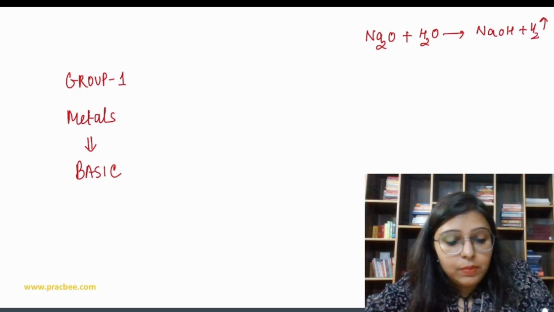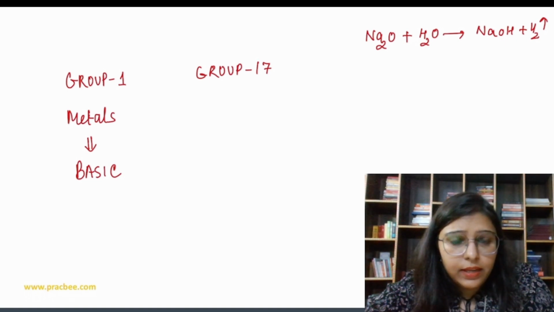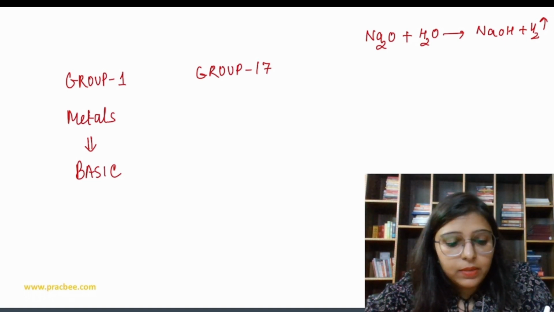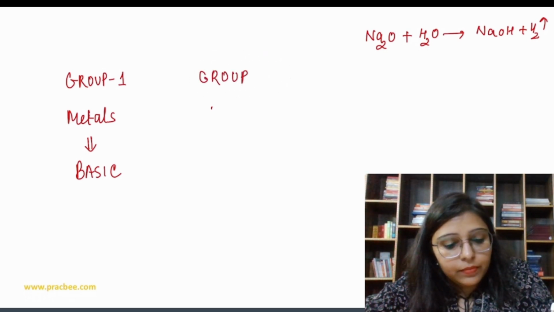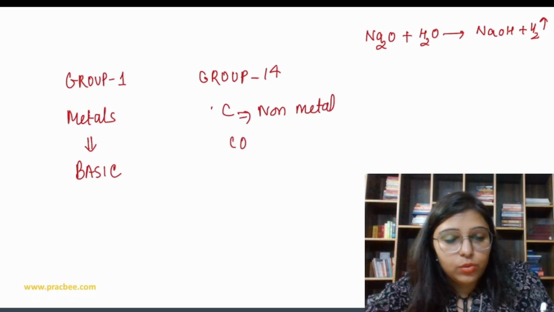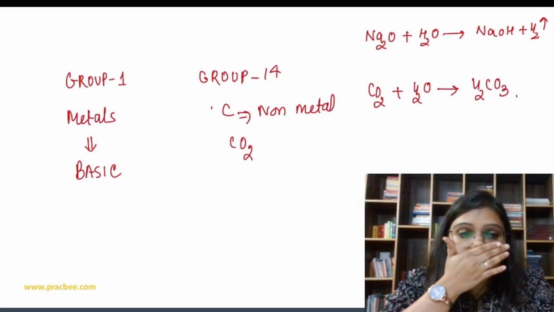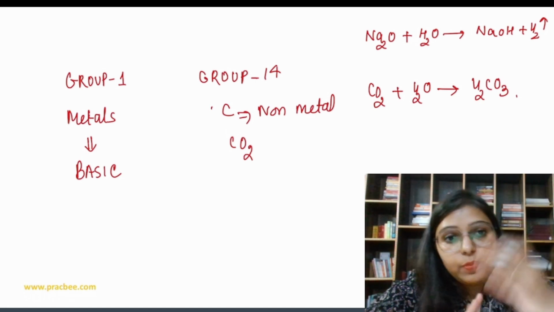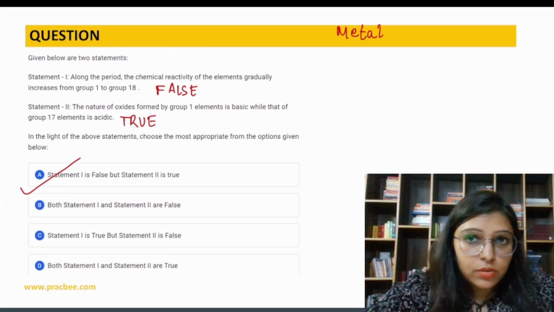Similarly, for example, we have group 17 or group 16. So we have non-metals, and among non-metals, like the oxide of fluorine is generally dangerous, right? So we can take the example of group 14, like carbon is a non-metal. Carbon is a non-metal, so its famous oxide is CO2. So on addition of water in CO2 we get carbonic acid, right? So on moving left to right, acidic strength of oxides increases, and on moving top to bottom, basic strength of oxides increases. So that is true. So first statement is false and second statement is true, so this is going to be the correct answer.